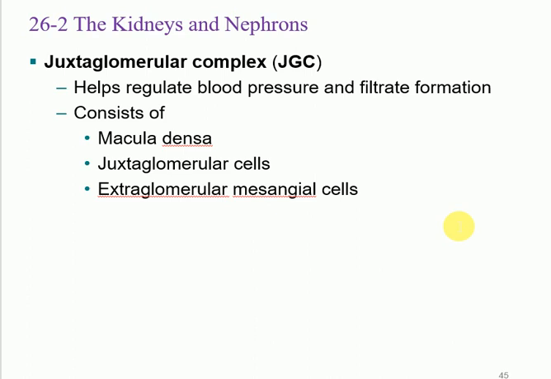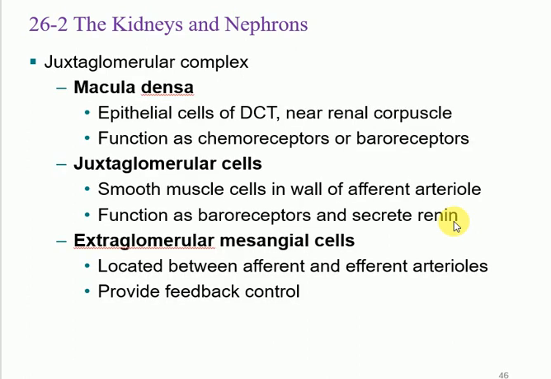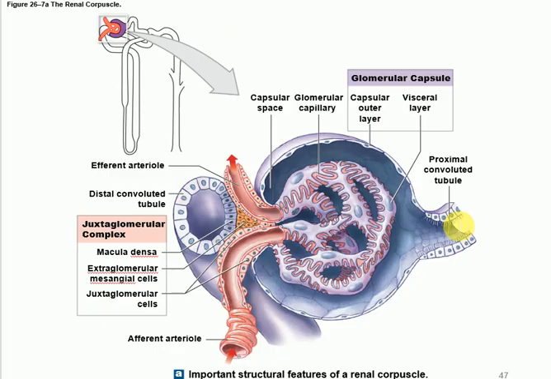And here is the juxtaglomerular apparatus or complex, and it is mainly macula densa, juxtaglomerular cells, plus extraglomerular mesangial cells. Three parts. Here's macula densa. It's part of the distal. Juxtaglomerular cells, part of the afferent. And extraglomerular mesangial cells, these are in between the afferent and efferent. Here it is again. We talked about it already. Here is one, macula densa, part of the distal. Here is the second one, juxtaglomerular cells. It's part of the afferent. And here in between is the extraglomerular mesangial cells.